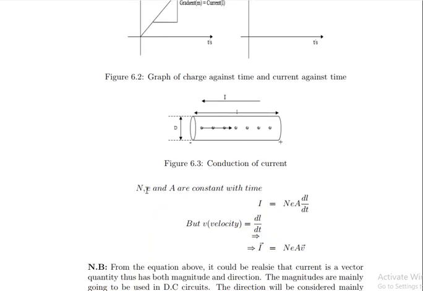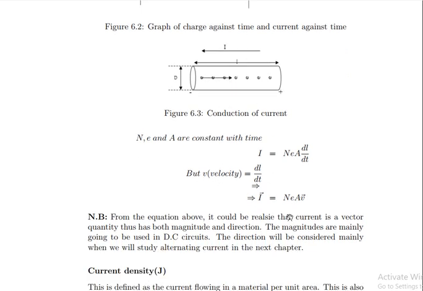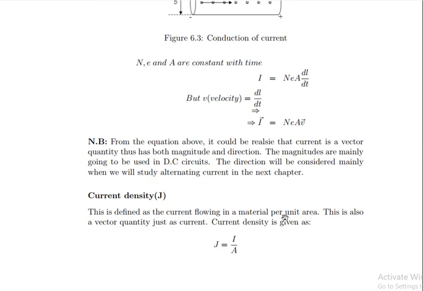Now we need to know that n, which is the number of electrons per unit volume, E, which is the charge of an electron, and A, which is the cross-sectional area, are all constant with respect to time. So they are going to move outside of the differential. We are going to say nEA d of L over dt. It is only L which changes with respect to time, and that dL over dt is given as the velocity of electrons. So the current is going to be equal to nEA times the velocity vector, and this n is the number of electrons per unit volume.